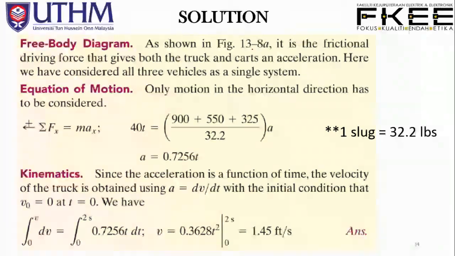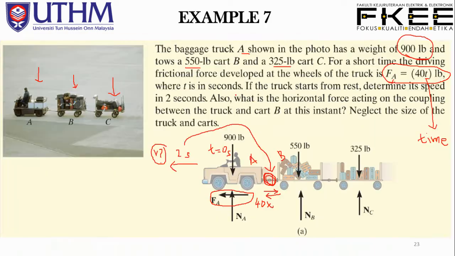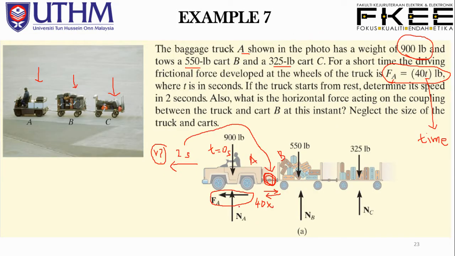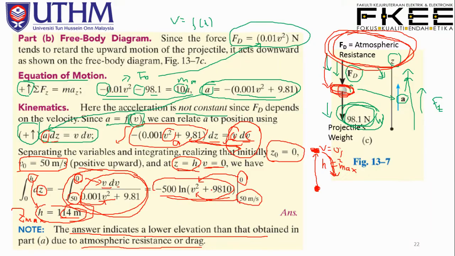Solution: as shown in figure 13.8a, it is the frictional driving force that gives both the truck and cars an acceleration. Here we consider all three vehicles as a single system. According to this figure, we have the force N_A for truck A, N_B for car B, and N_C for car C. The frictional force is actually applied on truck A.